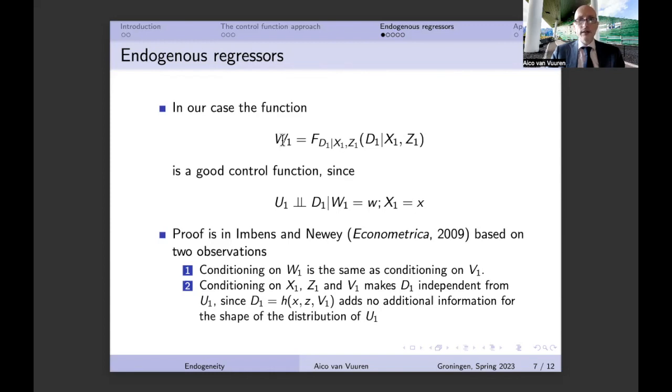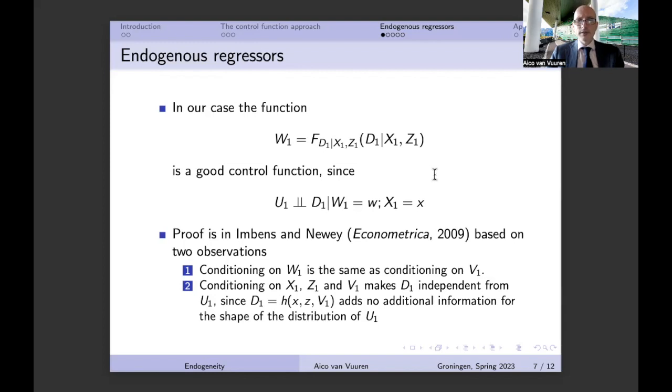Now we are going to state that this is a good control function. However, before we can say anything sensible about that, we need to know what a good control function is in the context of this particular model. The idea is that it must be a random variable such that u1 is independent from d1 conditional on w1 and x1. That is the definition of a good control function.